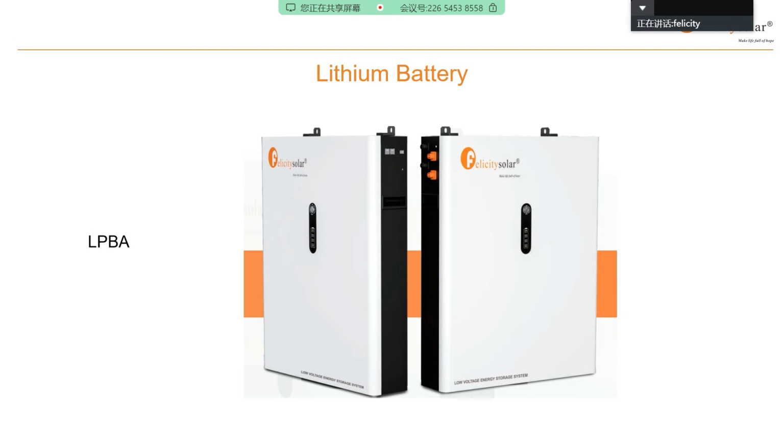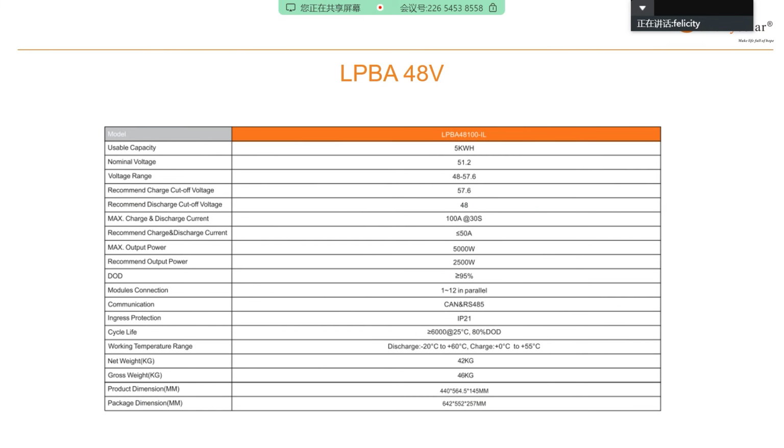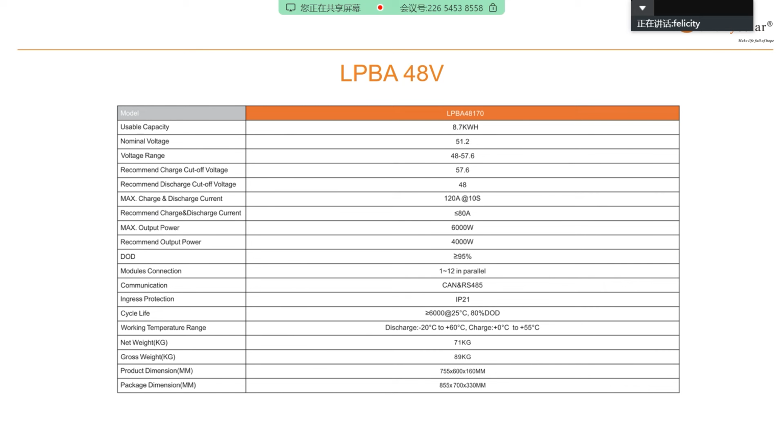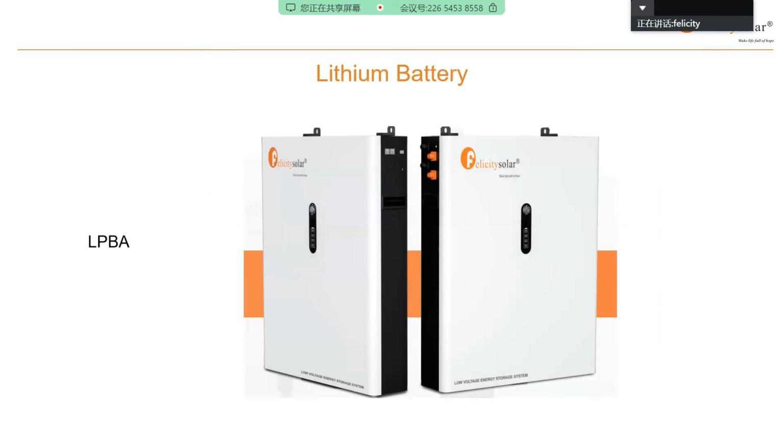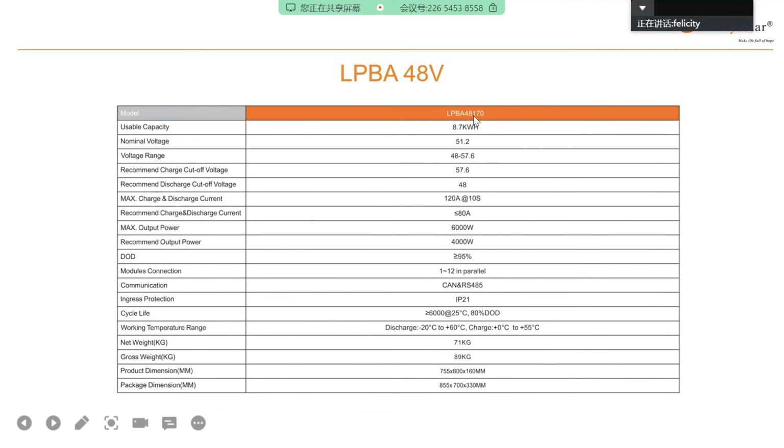The third series is LPPA. LPPA has two types of models now. One is the LPPA 48 volt 100 amp hours, which means it's 5 kilowatt hours. And next is the 48 volt 170 amp hours. Sorry, I showed you LPPA 48 150, no, sorry, it's 170. This one is 48 volts 170 amps.